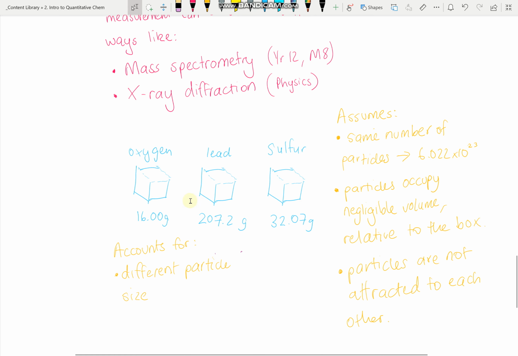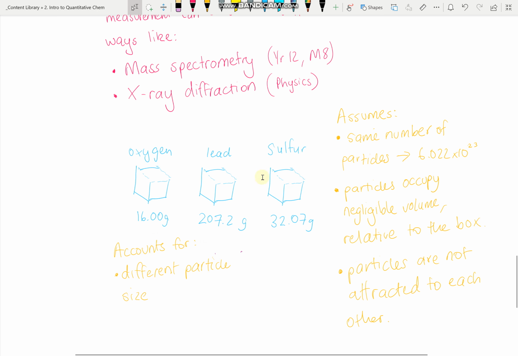And now the assumptions, just digging into it a bit more. So we're assuming that they've all got the same number of particles. That's a good assumption. Those particles occupy negligible volume relative to the box. Okay, so this is going to lead into our next concept, which is gas laws. And we're also assuming that these particles are not attracted to each other. Okay, and that kind of is true if it's really high temperatures, and not quite true if it's low temperatures, and also true if it's low pressures, but not quite true if it's high pressures.